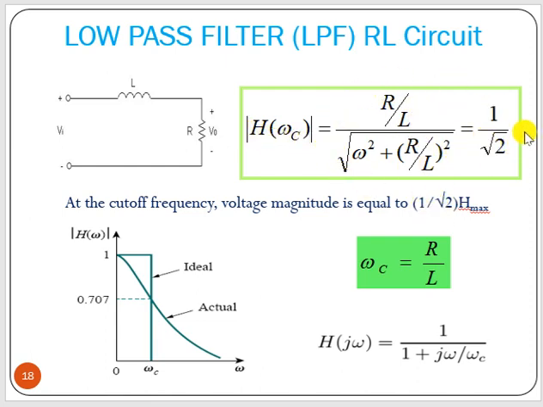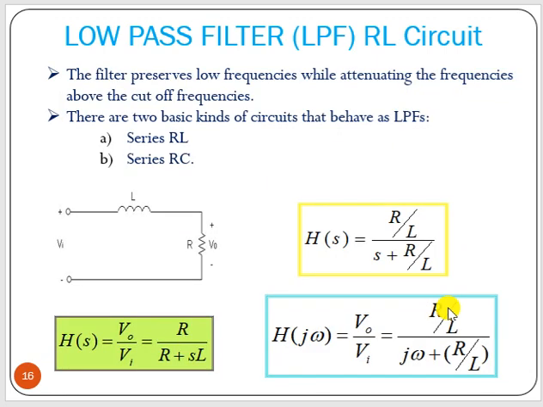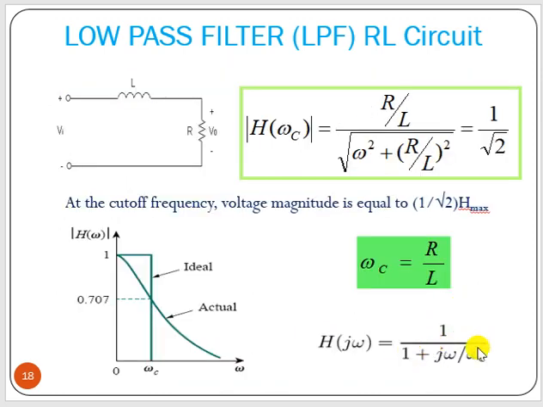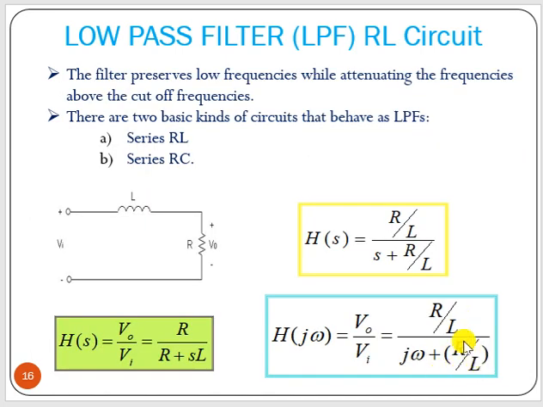Now to find the cutoff frequency, this magnitude should be equal to 1 by root 2. If you solve it, you will get omega c equal to R by L. So this is your cutoff frequency. Now we can write this expression by writing R by L as omega 1 and dividing by omega 1, so it will be 1 by 1 plus j omega by omega 1, or omega c. Yes, we write omega c here because R by L is omega c.